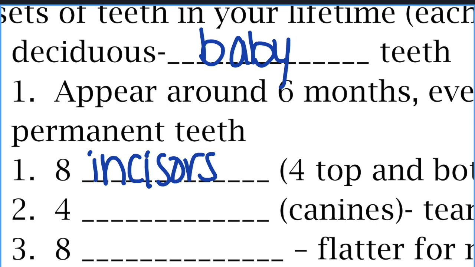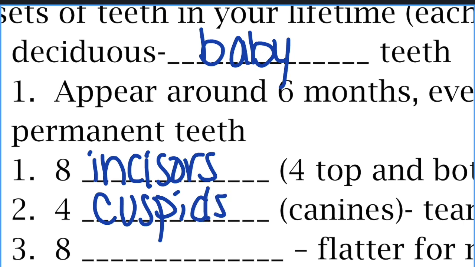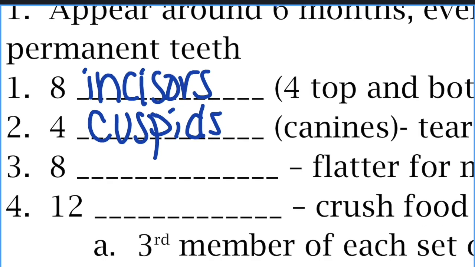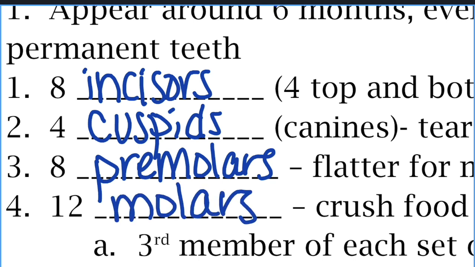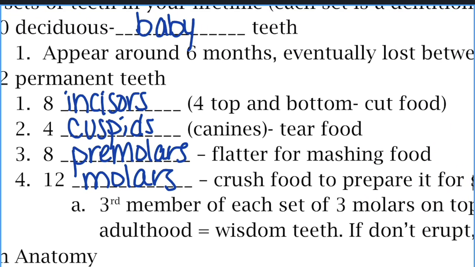Then your sharp, pointy teeth. If you're looking at, I don't know, a vampire or something, it's the sharper ones. Those are your canines. Cuspids. There's another way to write it. Then you have, as you work your way back, your flatter premolars. 8 of those. And then you have 12 molars. Okay? So all the different types of teeth do different things. They're there for different reasons. And then we'll talk about the wisdom teeth.